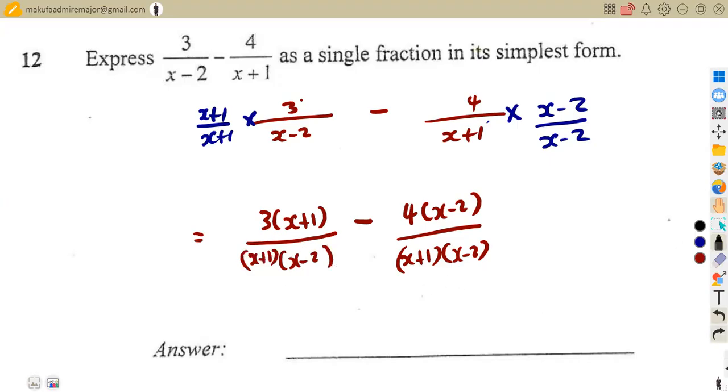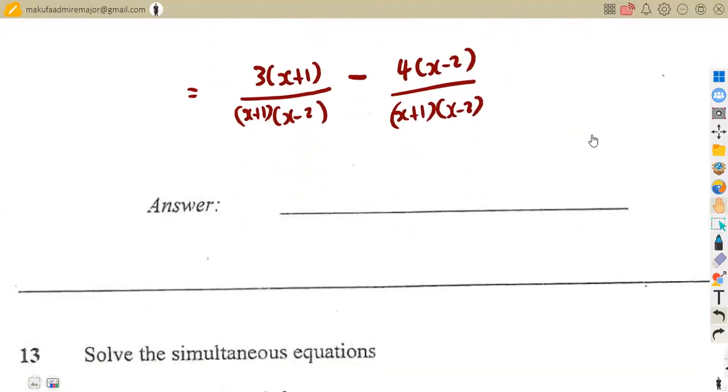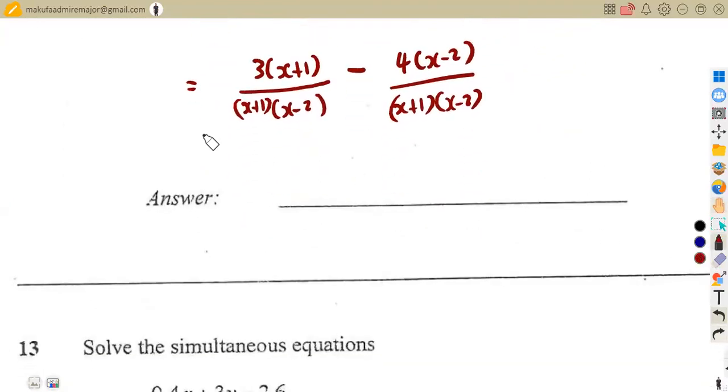So what are we going to do? We are simply going to combine our numerators together. Like I said, if the denominators are the same, you can combine the numerators together. So everything over our denominator of x plus 1 over x minus 2. Everything is going to be affected by this denominator here. So let's combine 3 times x, that is going to be 3x, plus 3 times 1, which is going to be 3.